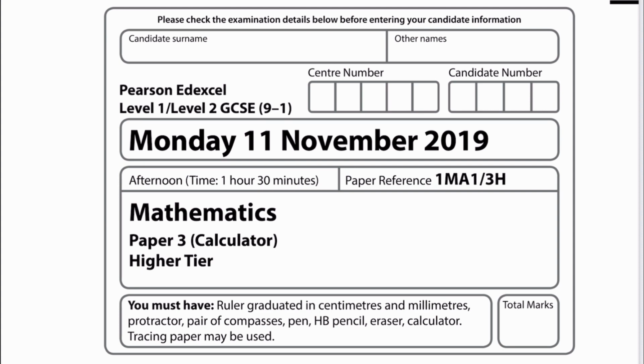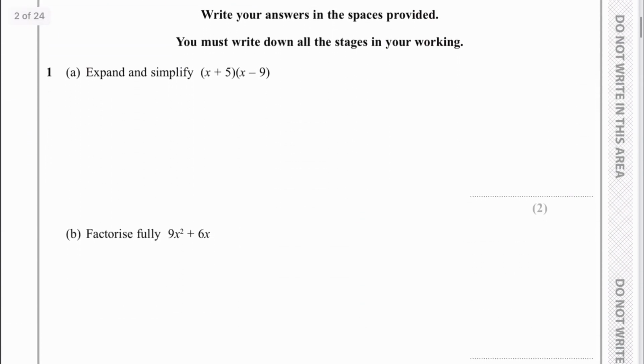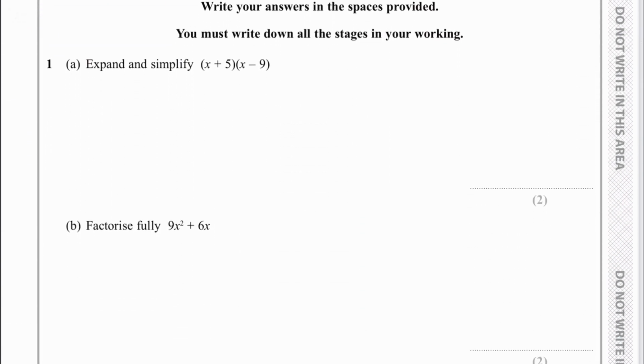Okay, in this particular video we're going to be looking at the November 2019 higher tier paper 3 for Edexcel. I'm going to start from question number 1 onwards, which is an expand and simplify, and this is fairly straightforward. You might do it slightly differently to me, but I would do x times x, which is going to give me x squared. Then I've got minus 9x plus 5x, and then finally minus 45. When I tidy that up, what I actually get is x squared minus 4x minus 45, and that would be the answer for 2 marks to that one.